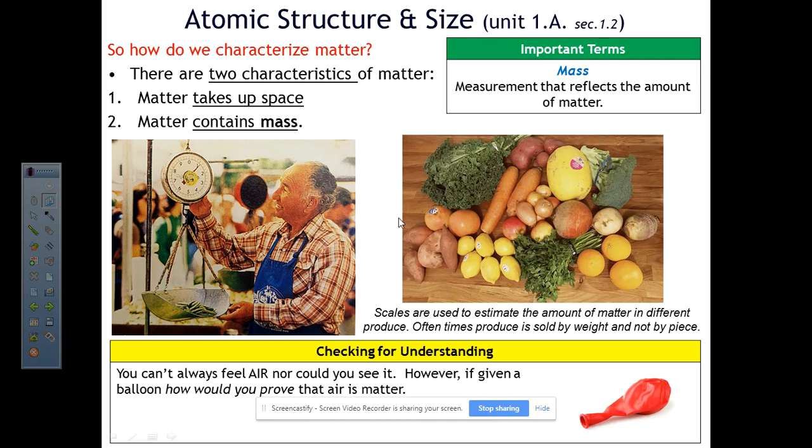So here's your first check for understanding. I want you to reflect on what you just learned and think about this question. You can't always feel air, nor can you see it. However, if given a balloon, how would you prove that air is matter? Because it is.